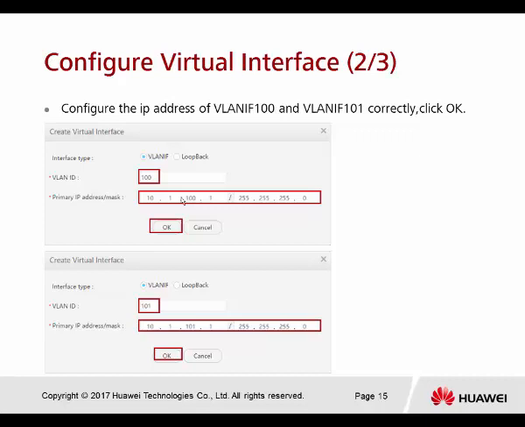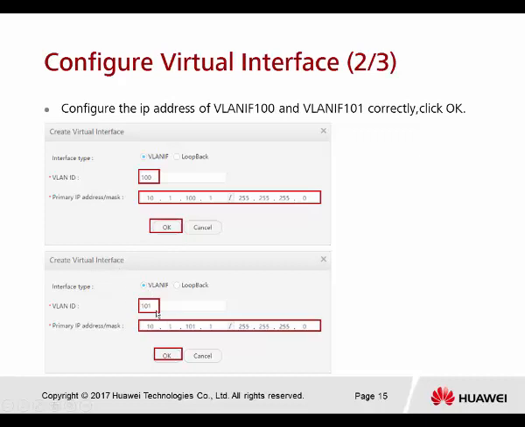So for my controller, we're going to use VLAN 10. The IP address is 10.1.100.1 with the subnet mask 255.255.255.0. Okay, press OK. Okay, again, create another new virtual interface.